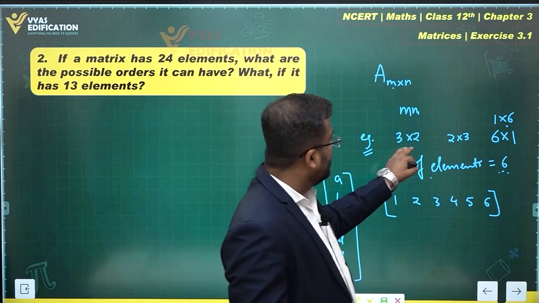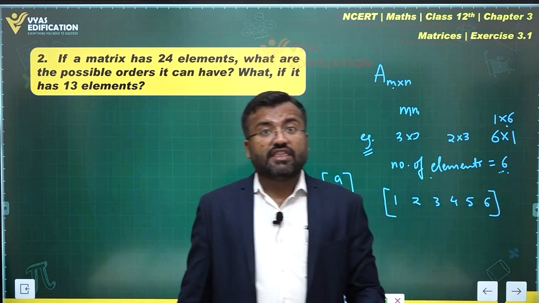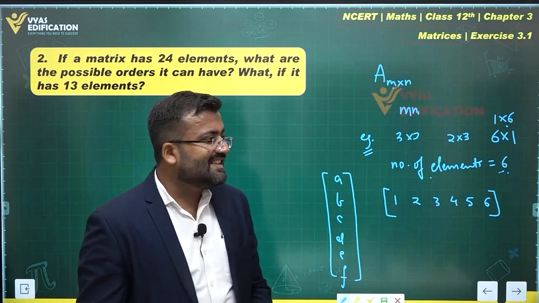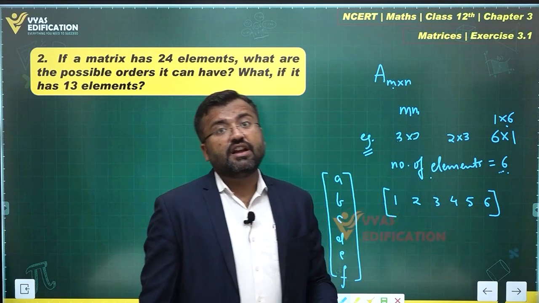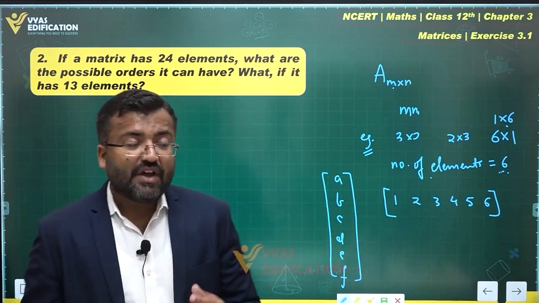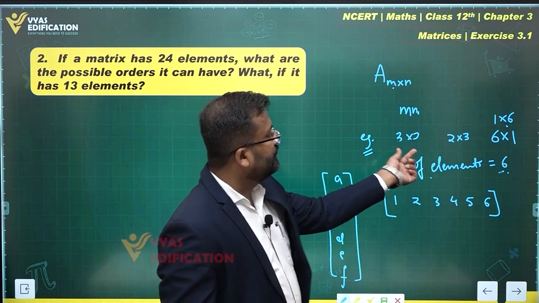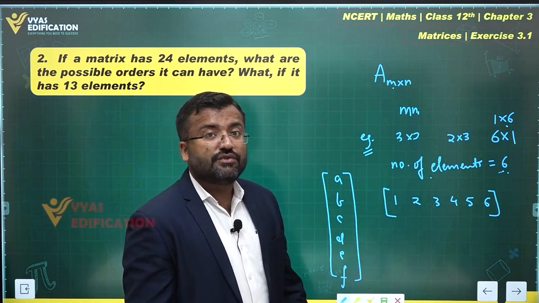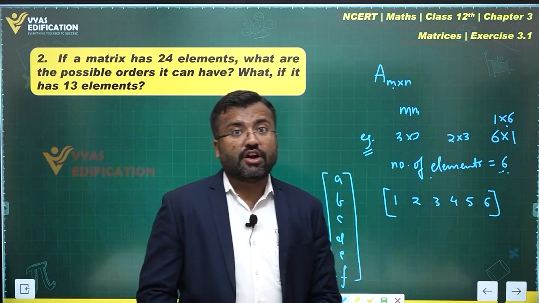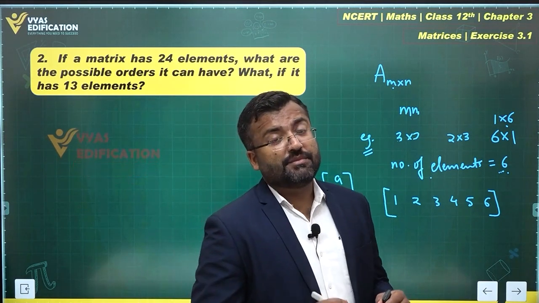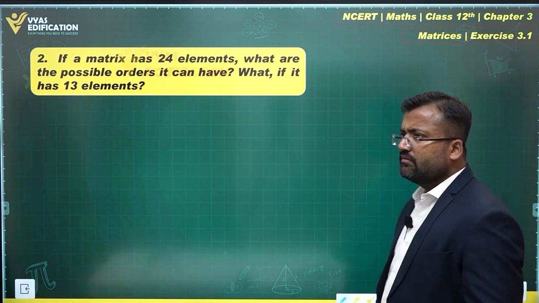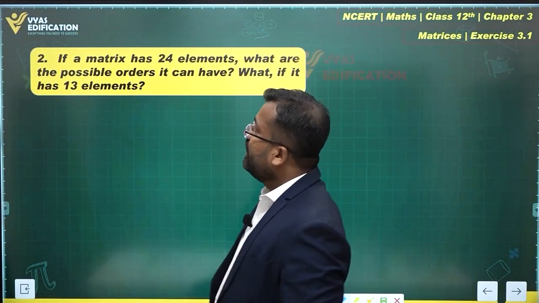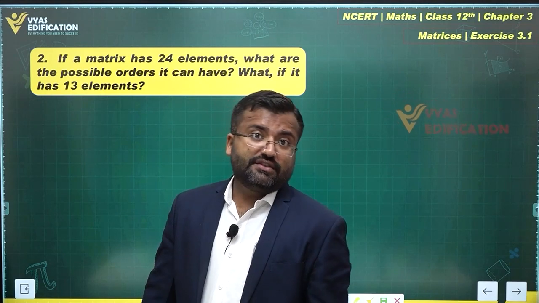Now what is special about these orders? When we consider this particular number of elements, what is special about these orders is, as you can clearly observe, these are nothing but the factorization of this particular number 6. We are writing 6 as a product of 2 natural numbers. And once this concept is clear to us, then we realize that if a matrix has 24 elements, let's try to write 24 as a product of 2 factors which are natural numbers, right? And those will be the possible orders of the matrix.